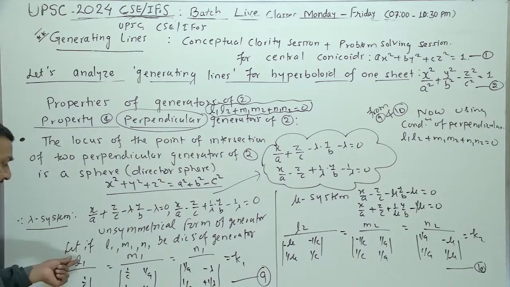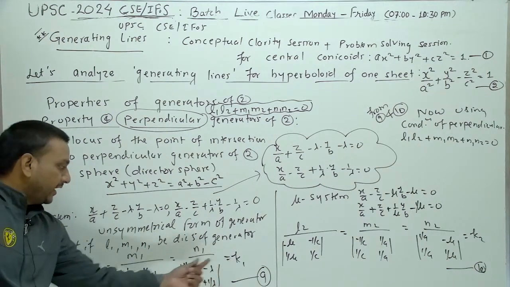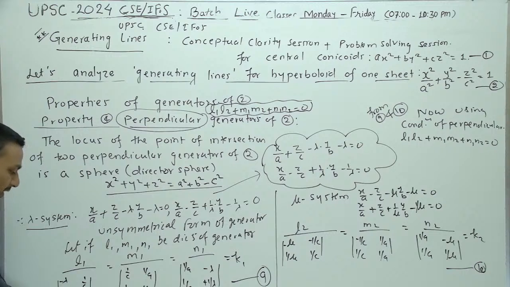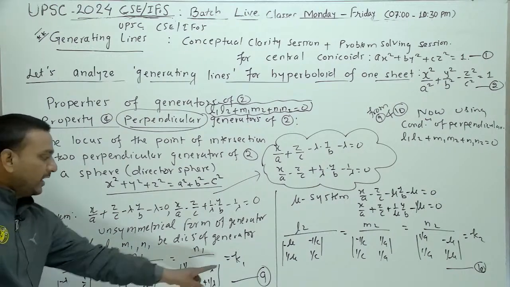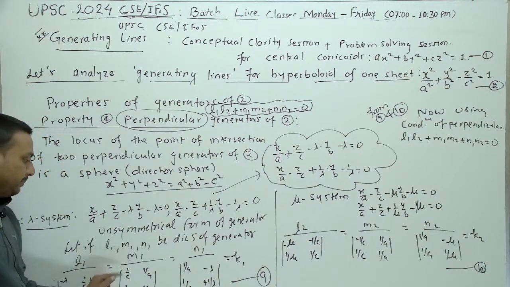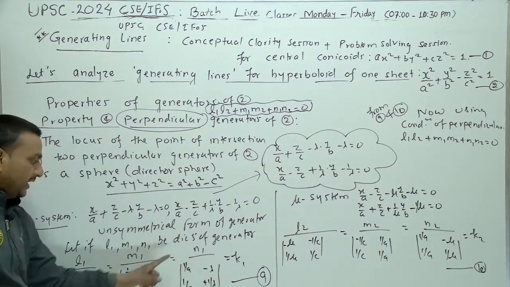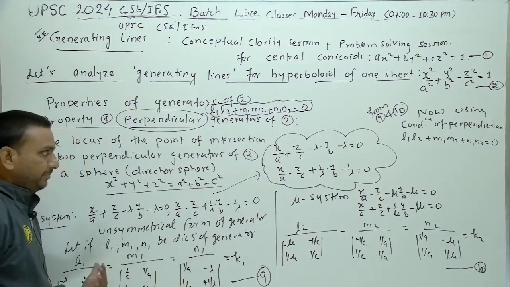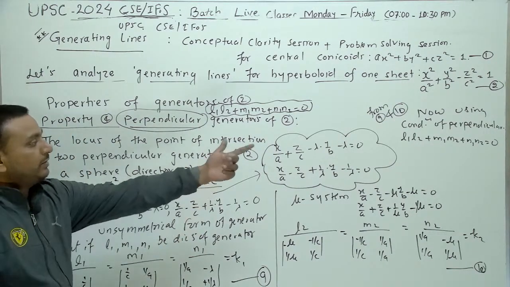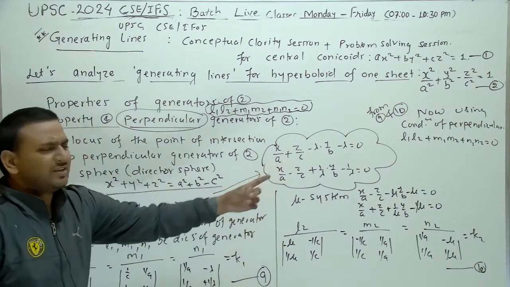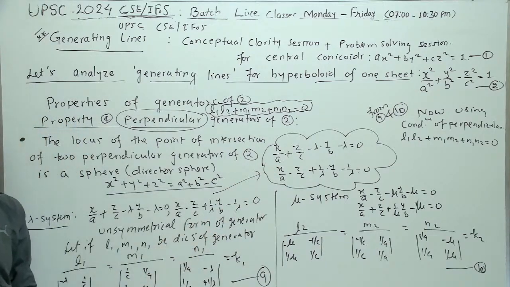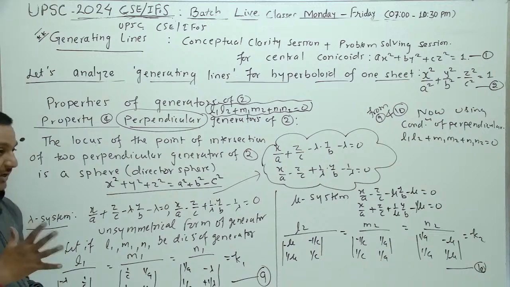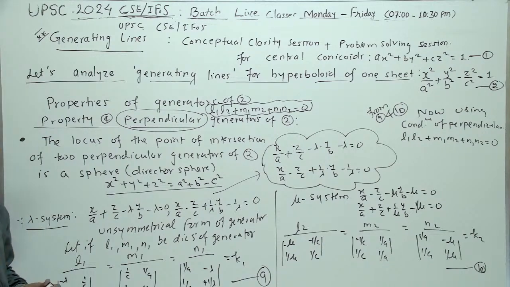From here you will get L1 in terms of K1. Suppose this gives alpha, so L1 will be alpha into K1. Similarly M1 will be some beta into K1, N1 will be some gamma into K1, and use those L1, N1 there. Similarly for this, we have done it in the chapter plane and straight line multiple times. Not in the plane, in the straight lines, converting unsymmetrical form to symmetrical form.